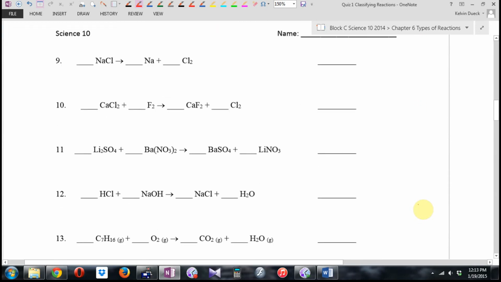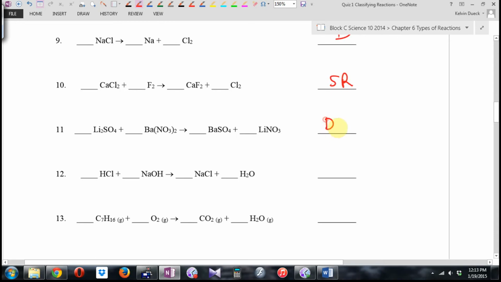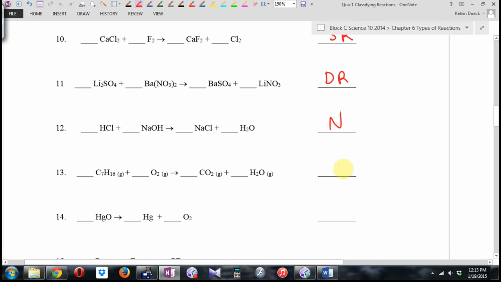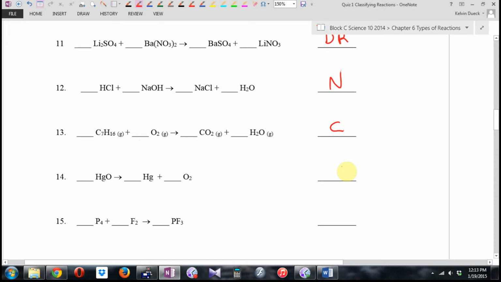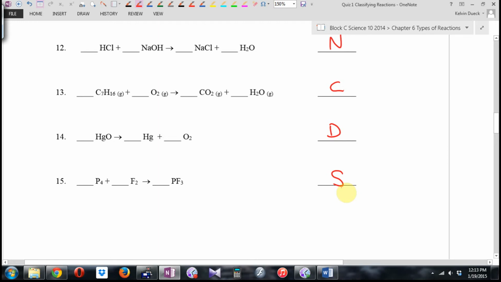Let's classify as well. This is going to be synthesis. This is going to be single... First one is decomposition, not synthesis. Of course it is. I never make mistakes. Whoops. Sorry, number 9 is decomposition. I read it somehow going the other way, which would be synthesis. 10 is single replacement. 11 is double replacement. 12 is neutralization. I see an acid, I see a base. 13 is combustion. 14 is decomposition. 15 is synthesis.